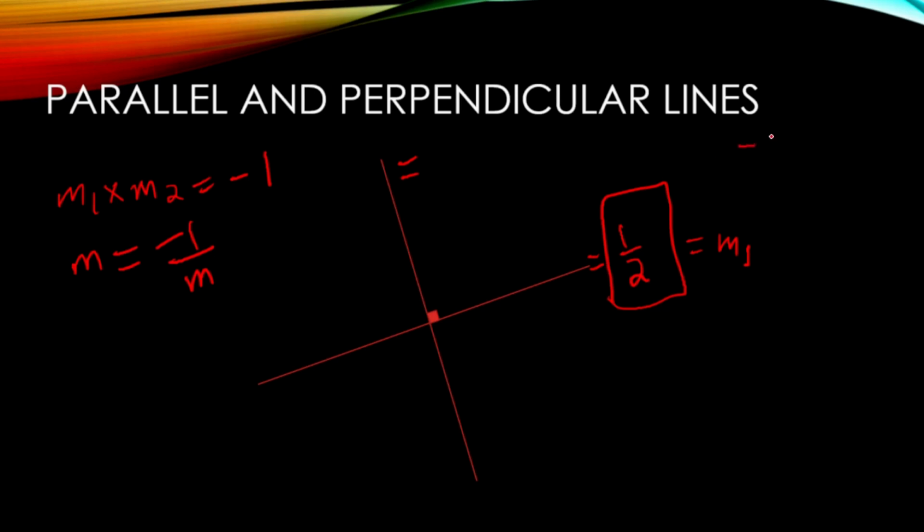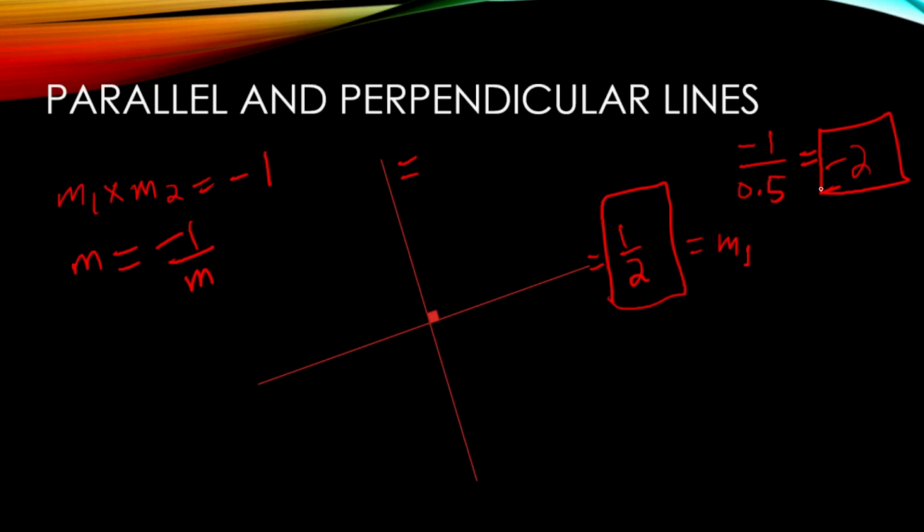So let me just do minus 1 over 0.5. What this means is this will give me minus 2. This is our gradient for the perpendicular line. You need to remember this, as this will come very often in this topic.